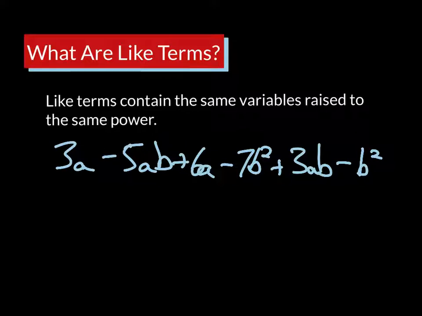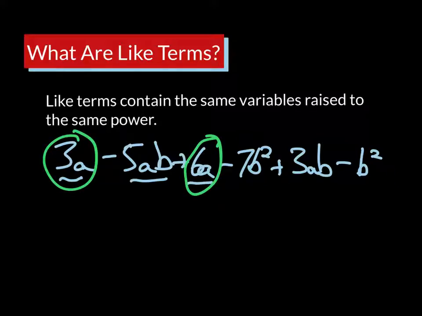So I'm going to look at the first term, 3a, and it has the variable a with no exponent. The second term has the variables a and b. We have 5ab, so these are not like terms. But let's look at the next one, 6a. So here we have the variable a with no exponent, and here we have the variable a with no exponent, so 3a and 6a are like terms.